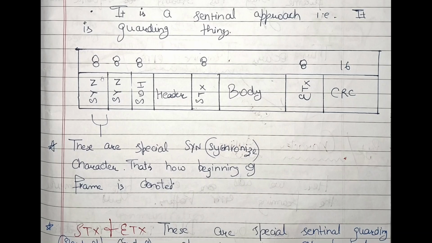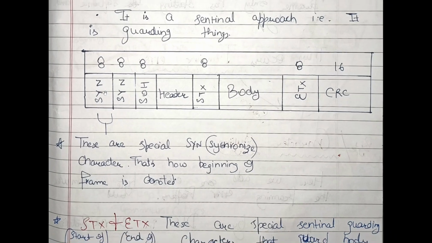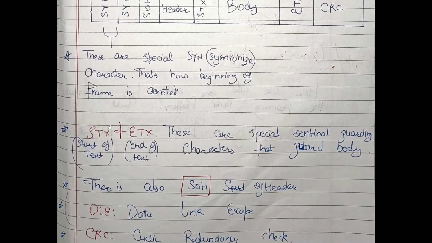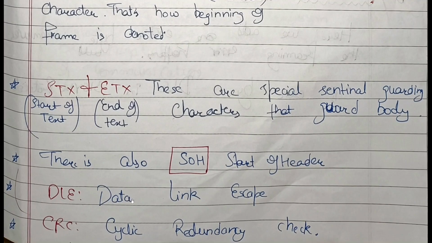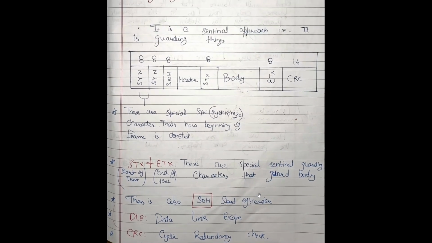Looking at STX and ETX, these are special sentinel characters, start of text and end of text, that guard the body. SOH is start of header. This DLE written over here is data link escape. We are going to read about this on the next page. For the time being, look at CRC, cyclic redundancy check. It is an error detection method. Moving further.